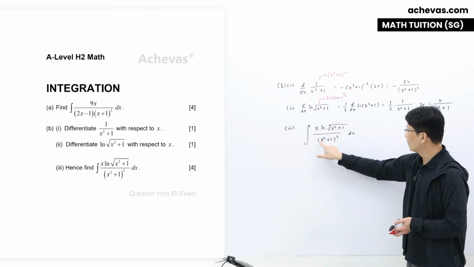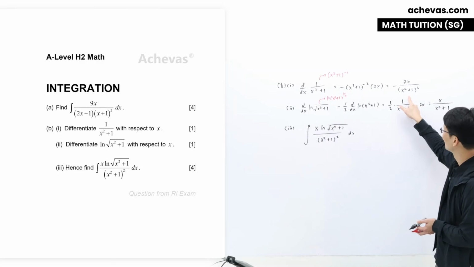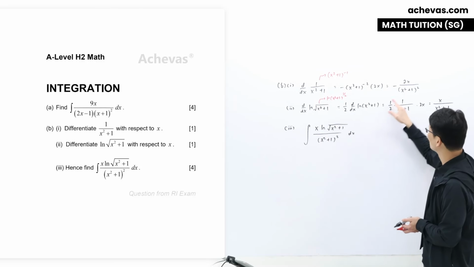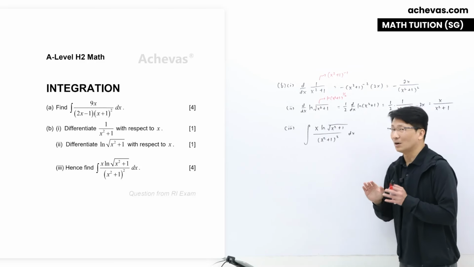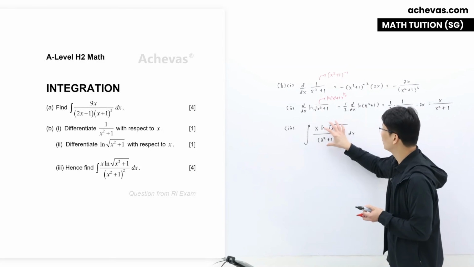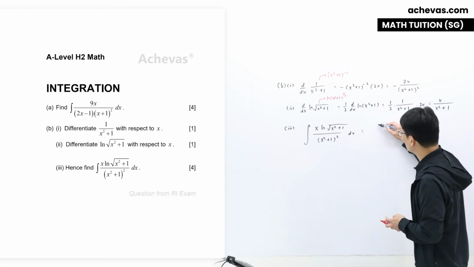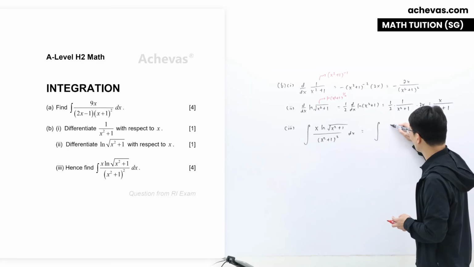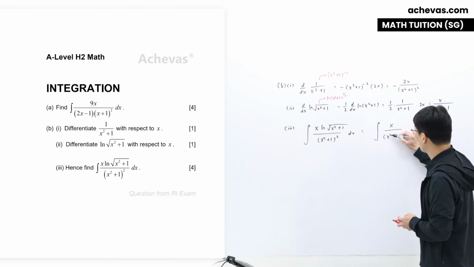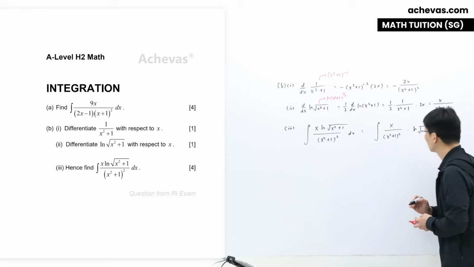There's also an x over x squared plus 1 whole thing squared. Actually, it looks very similar to this. In fact, this is just like a multiple of this. So I think the approach I will be using is to make use of integration by parts, considering two separate terms here. I will split it up into something like this: integration of x over x squared plus 1 squared times a ln square root of x squared plus 1 dx.